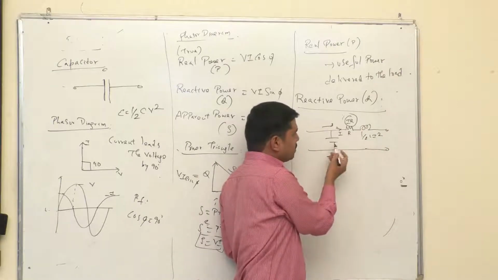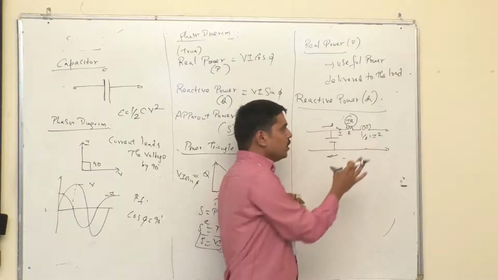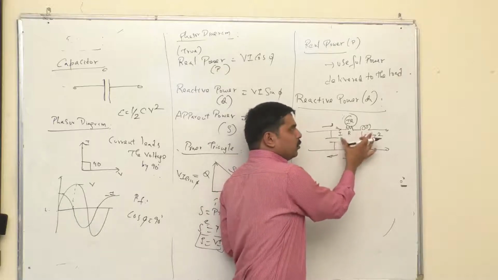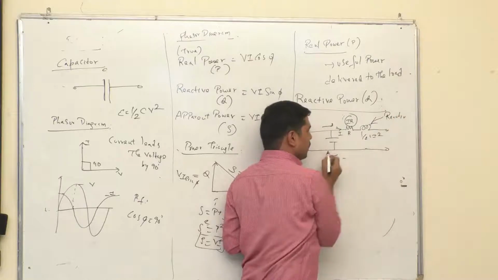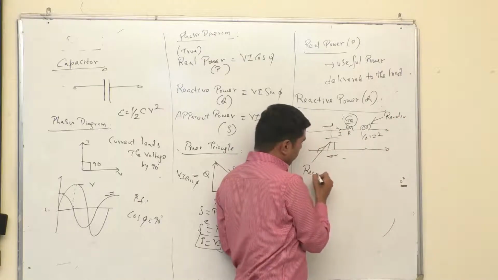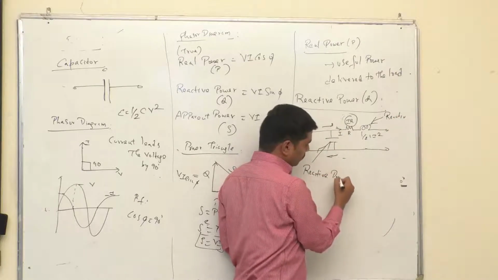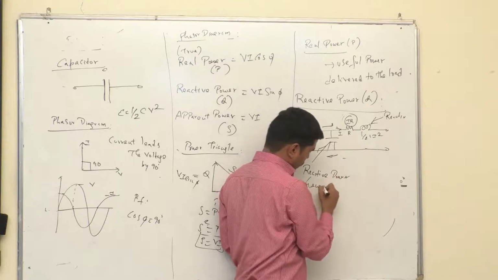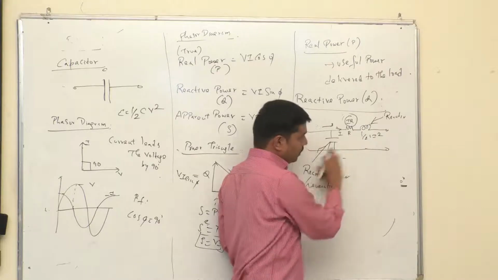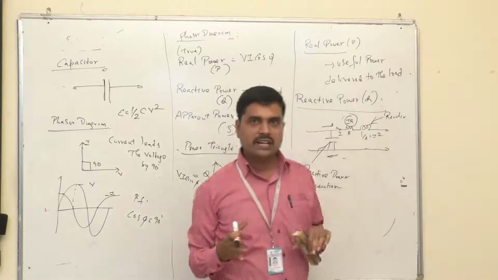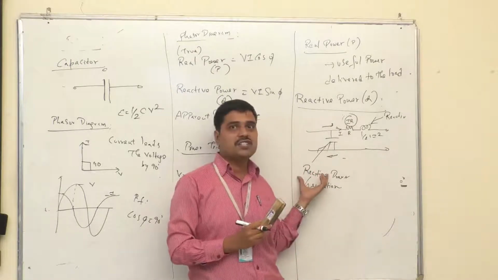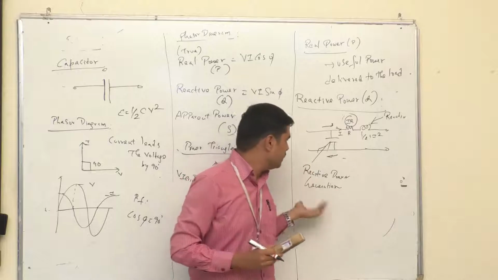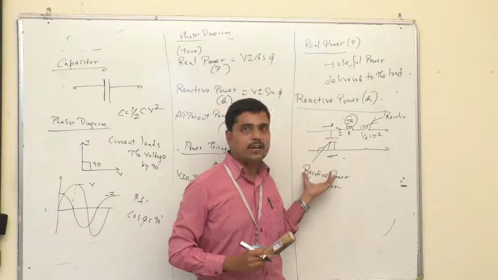Here the capacitor also absorbs some energy. So this thing, two things. This is called reactive power absorption. This is called reactive power generation. So wherever the inductor is there, it absorbs the reactive power. Wherever the capacitor is there, it is opposite in nature. It generates the reactive power.